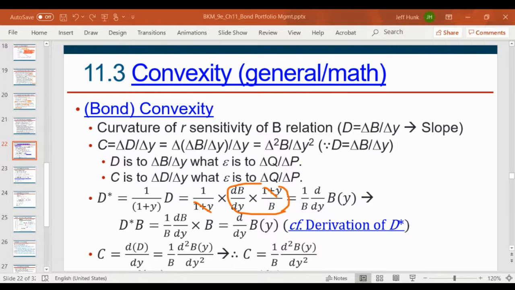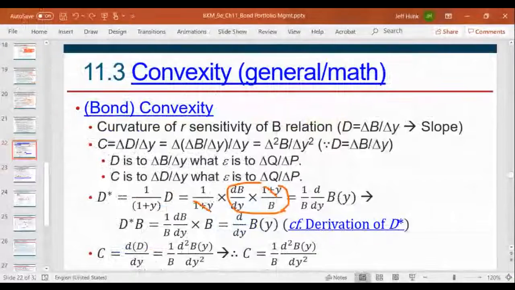Convexity is truly a more advanced topic in bonds, because we have to use calculus to calculate and apply convexity. So first of all, what is convexity?